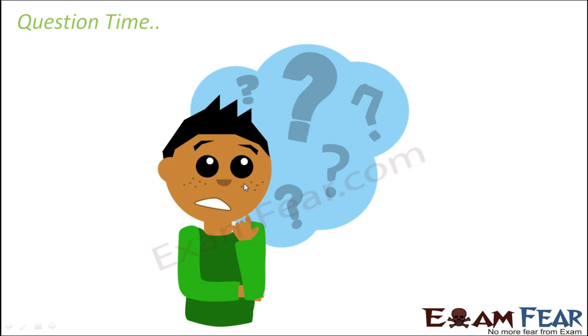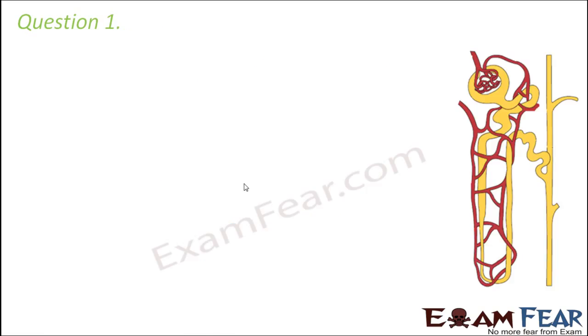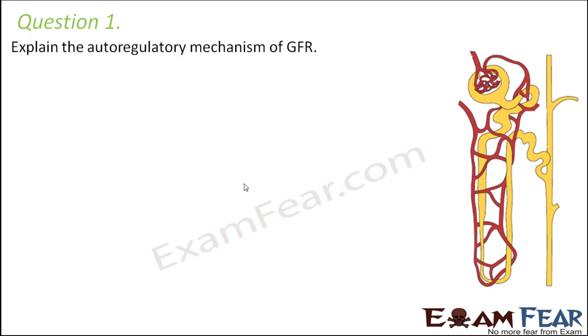It is question time now. So let us look at some of the questions just to check if you got the lesson right or not. Let us look at question number 1. It says, explain the auto-regulatory mechanism of GFR. I hope you remember what GFR is. It is glomerular filtration rate. So what do we mean by auto-regulatory mechanism?